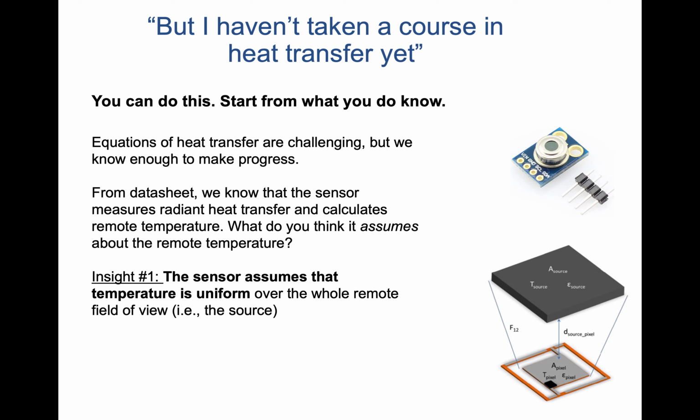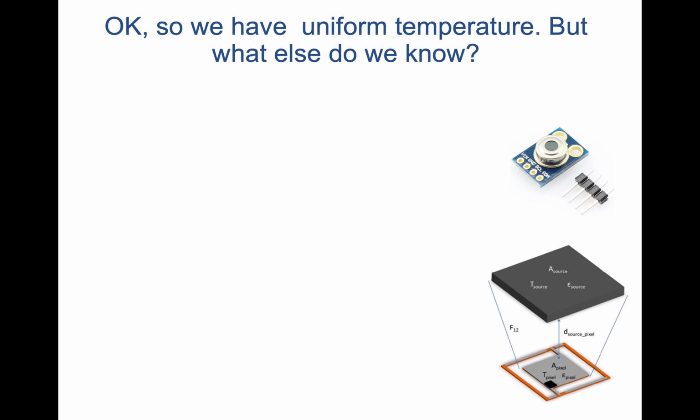The first insight we can get is that the sensor has to assume that the temperature is uniform over the whole remote field of view, because it's only giving us one temperature. So the assumption is that this sensor measures an aggregate of the non-uniform temperature, but assumes that the temperature is uniform over the whole remote field of view. Okay, so it's a uniform temperature. What else do we know?